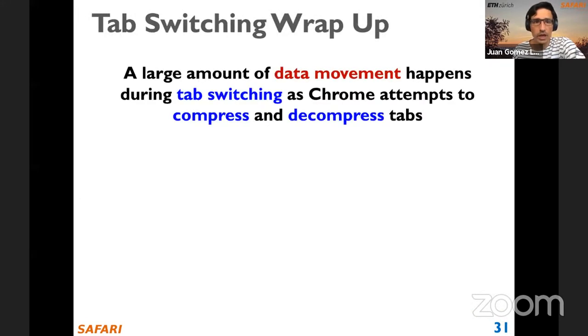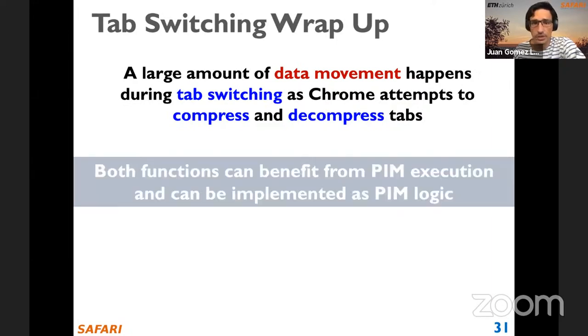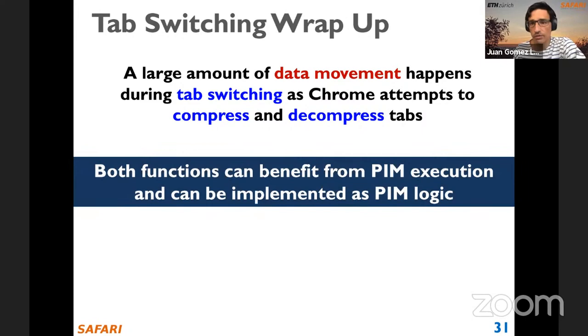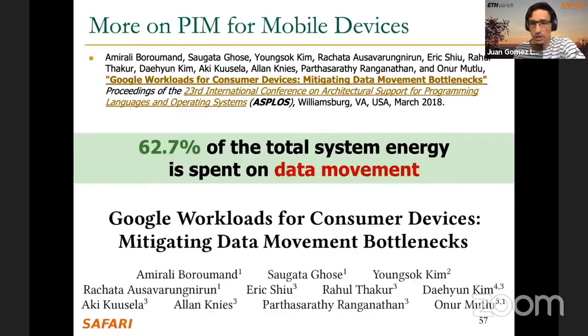Okay, so wrapping up, a large amount of data movement happens during tab switching as Chrome attempts to compress and decompress tabs. Both functions can benefit from processing in memory and can be implemented using PIM logic.